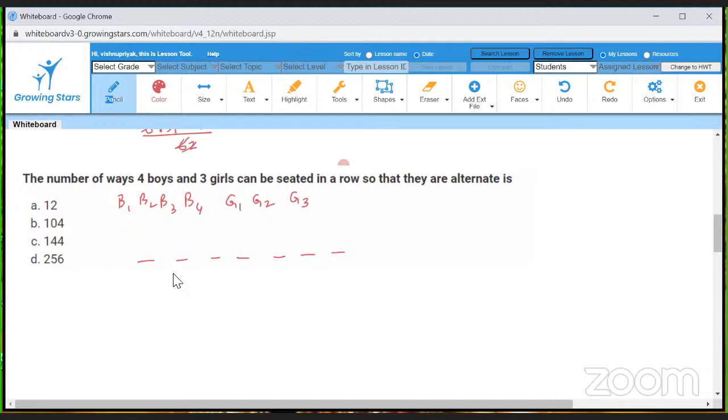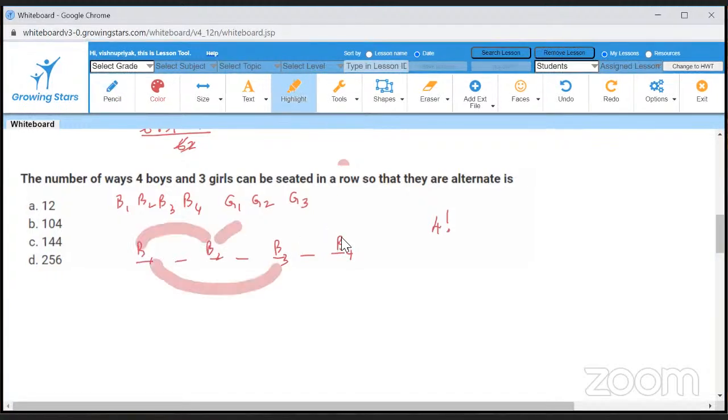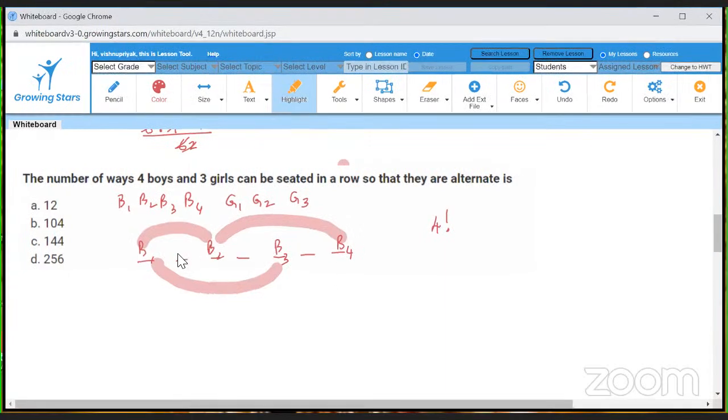So first I can make the boys sit because they are more in number. Boy 1, boy 2, boy 3, boy 4. They went and sat, so they have 4 places. There are 4 boys. They can be arranged in 4 factorial ways, because this boy can sit here, this boy can come here, this boy can go there. Like that, they can be shuffling among themselves in 4 factorial ways.